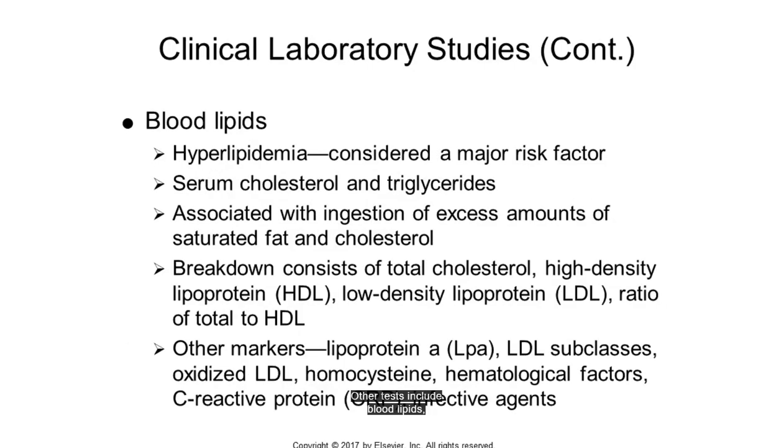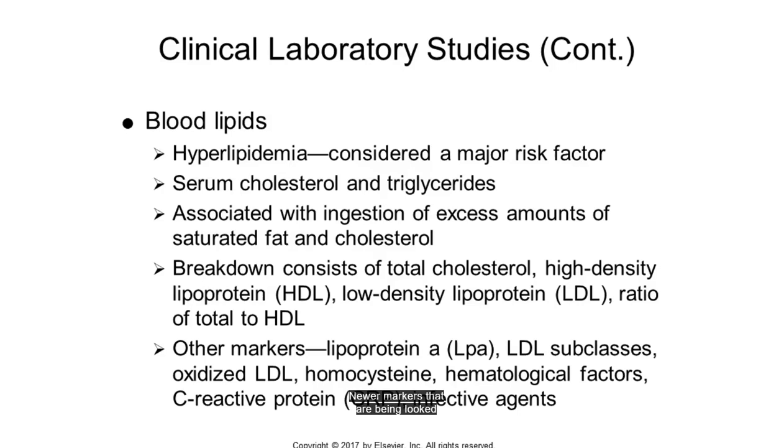Other tests include blood lipids such as total cholesterol, high-density lipoproteins or HDL, and low-density lipoproteins or LDL, used to assess risk factors for coronary artery disease, CAD. Homocysteine and C-reactive proteins are also elevated in patients who develop heart disease, and hematologic tests have also been associated with increased risk for developing coronary artery disease, such as increased fibrinogen and elevated white blood cell counts.